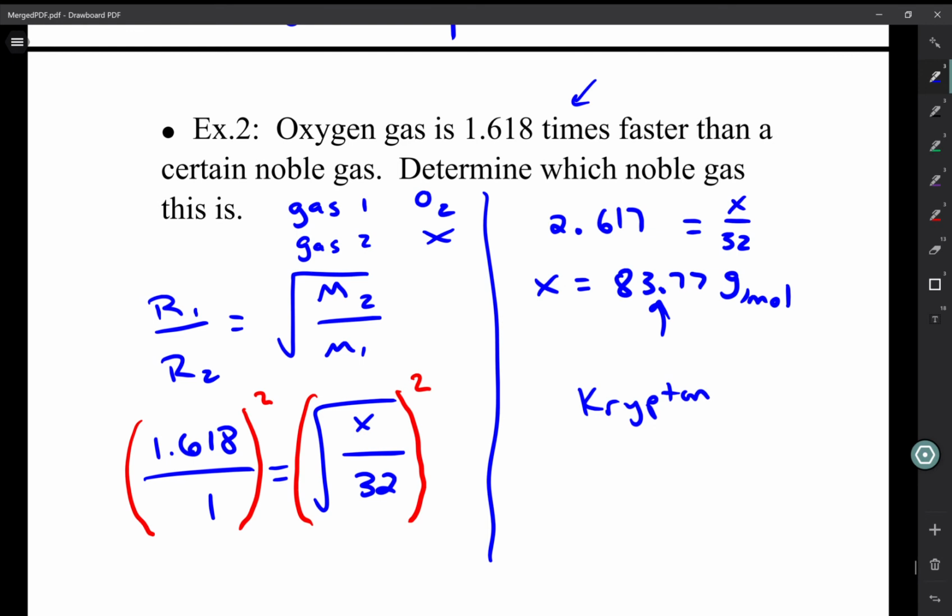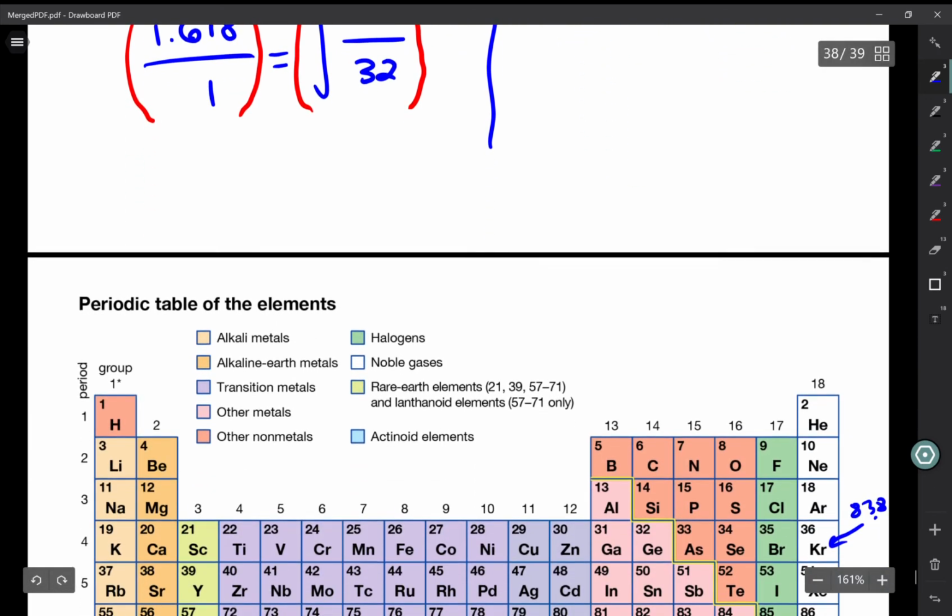Now, I had to be specific. Many different compounds can have the same molar mass. So I have to be a little more specific. I can't just say what's the gas or what's the compound. You don't know unless I give you a little more detail. So here we said noble gas, so then you know you have to look in the right column.